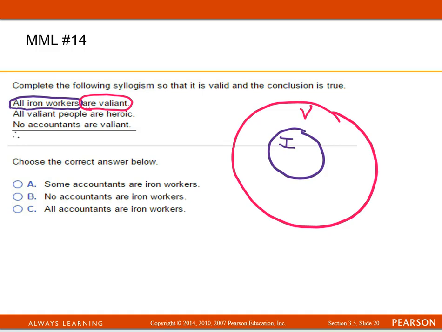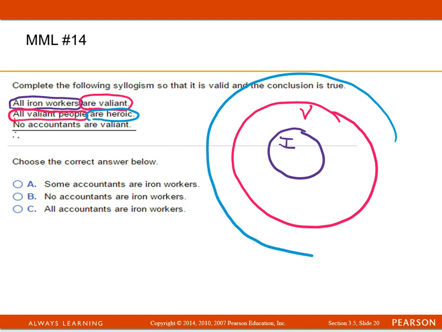Then it says all valiant people are heroic. So we're still looking at the pink circle. Okay. So now I need another circle within a circle. I think I made my circles a little bit too big. And this is where all my heroic people are. And then there's one more premise. It says, no accountants are valiant.